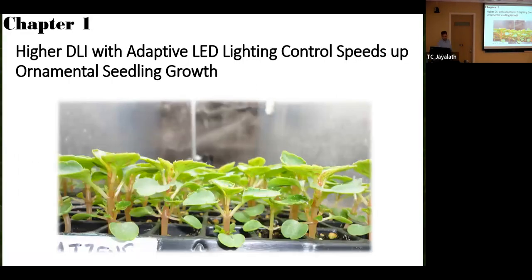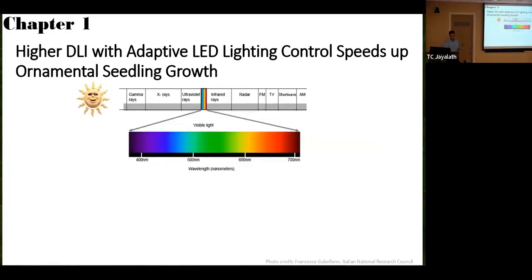So first study, high DLI with adaptive LED lighting control speeds up ornamental seedling growth. So what is DLI? If you're looking at the solar spectrum, the visible light is in between UV light and infrared light. From this visible light, the spectrum between 400 to 700 nanometer wavelength is called photosynthetic active radiation, or PAR.